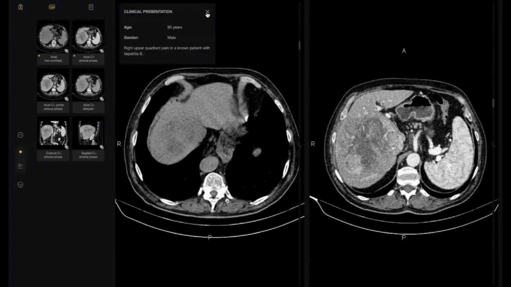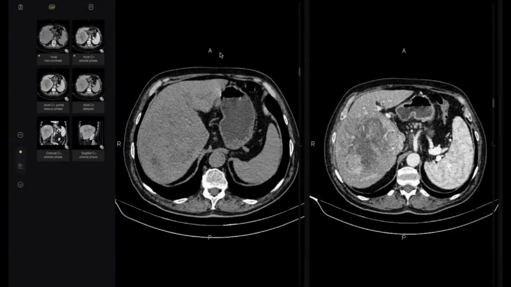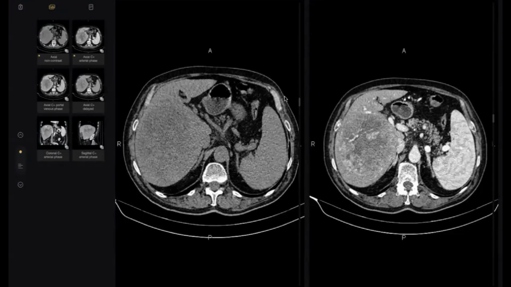Yes, yes. An 80-year-old male patient with right hypochondrial pain, non-hepatitis B patient. What happened here? Go on.